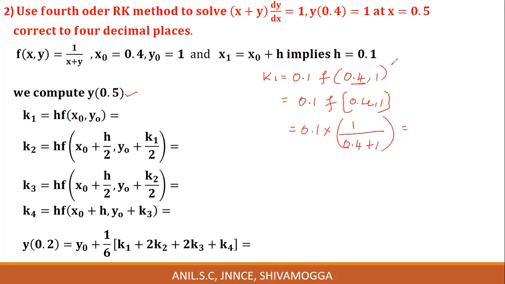Point 0.0714, that's right. It's not 0.2, it's 0.0714. This is correct. K1 is equal to 0.0714.